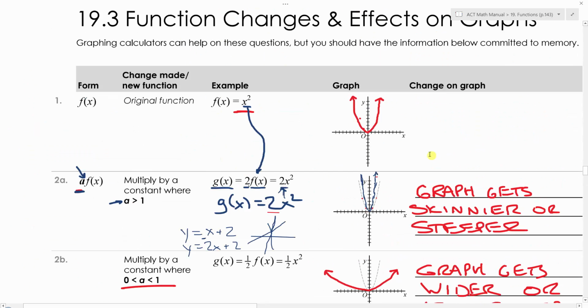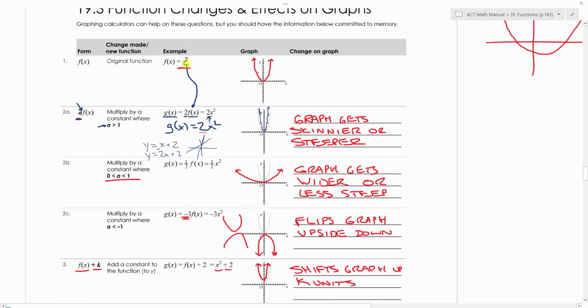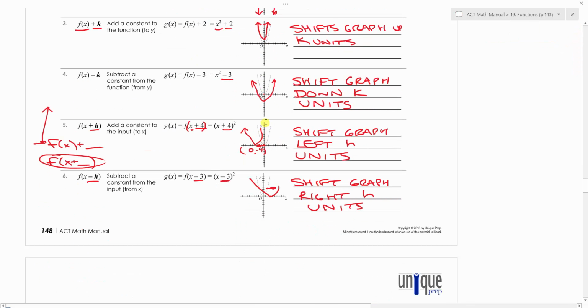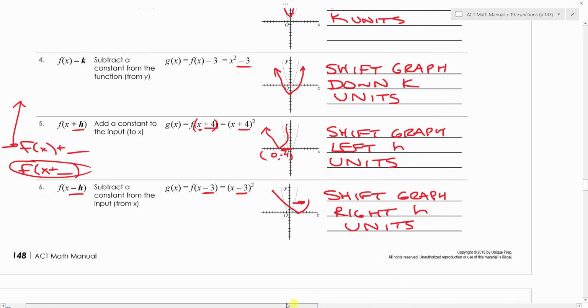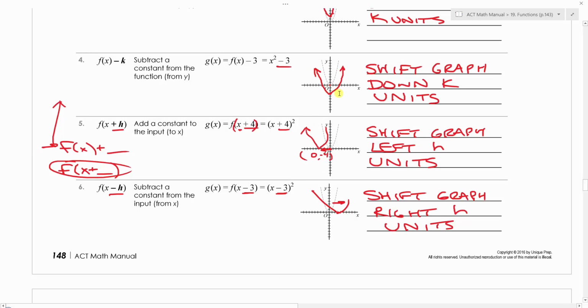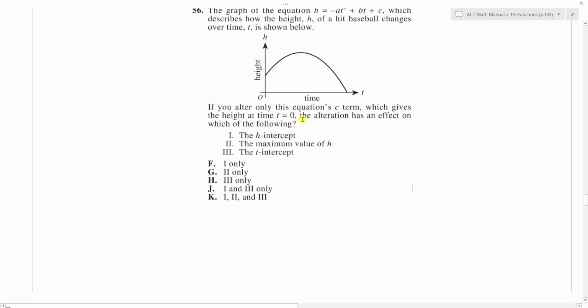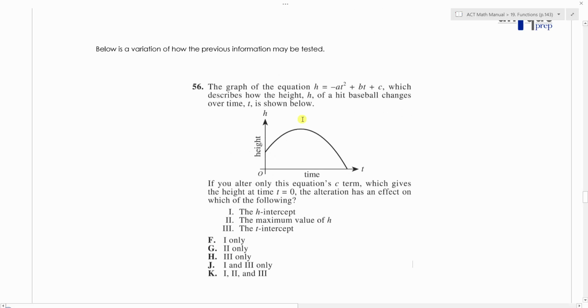So again, you've got to know how the changes to the original function are going to affect the graph, whether the changes will make the graph skinnier or fatter or flip it upside down or shift it up, down, left, right. You should probably just have these memorized. If you want to know the reasons that all of these things happen, I tried to give you some sense in a couple cases of why this stuff happens. But if you want to know the reasons, again, it's going to require a little bit more work with your tutor or some searching online on your own. So let's take a look at a type of question that is testing the stuff we just went over.